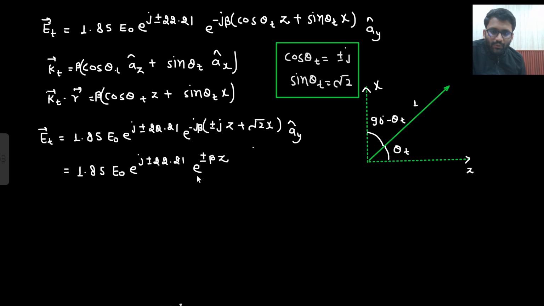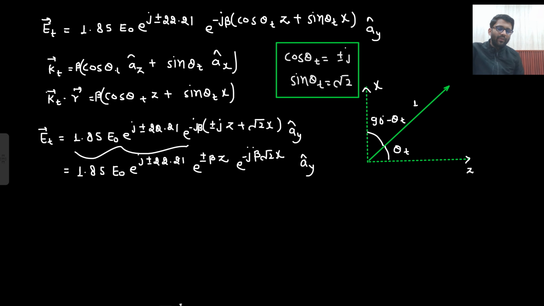Sorry for the interruption. So what I was writing, e to the power plus minus beta z, right? From here I go to e to the power minus plus minus beta z. And what about the x? E to the power minus j beta under root 2 x, and certainly it is in y direction. Did you understand what I did here?